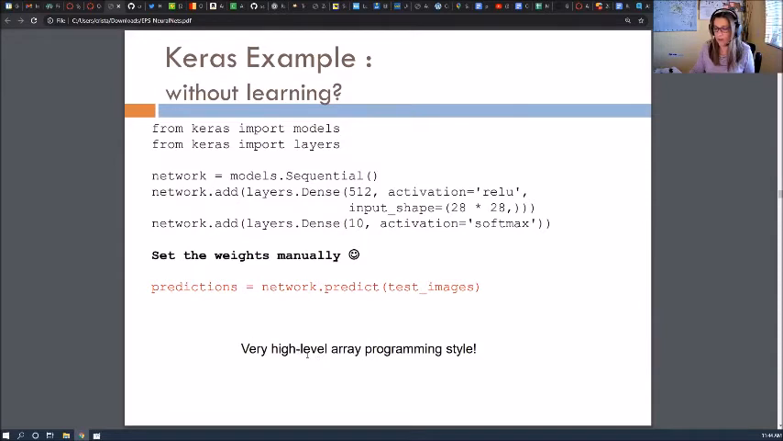And basically, it's a very high level array programming style. That's an interesting thing. It gives you basically this layer. If you have a situation that you have a pipeline of functions that are all in array programming style, then you can do this very, very easily.